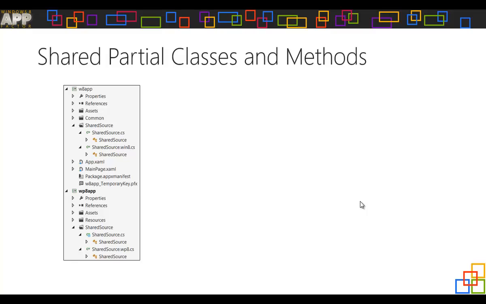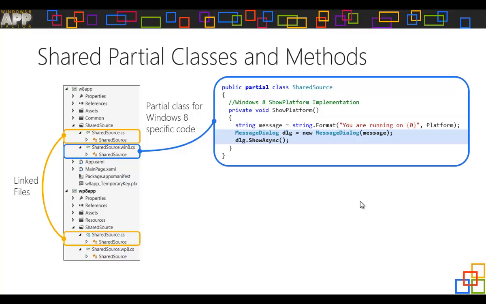Another way that we could differentiate code for Windows 8 from Windows Phone 8 is to use partial classes. So I could have a common code file that's shared across both projects and that has all the code that is universal to both platforms in it. For any code that was unique to Windows 8, however, I could create a second code file in the Windows 8 project, which was a partial class. I just have to make sure that the original source file was also marked as a partial class. And then I could add any Windows 8 specific code into the Windows 8 partial class code file.